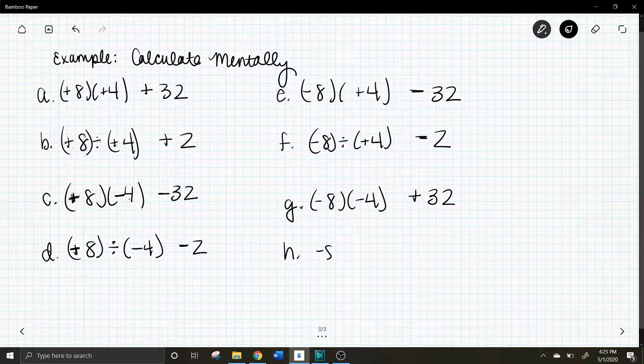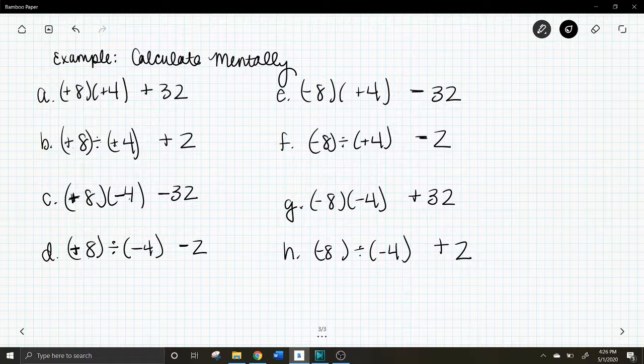And finally, negative 8 divided by negative 4. So they have the same sign. The answer is going to be positive. 8 divided by 4 is 2. Okay, so that was 8 different problems using the same digits, but with different signs. And you can see that we came up with a lot of different integers as our answer.